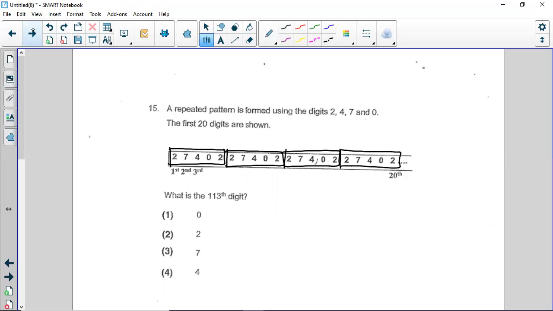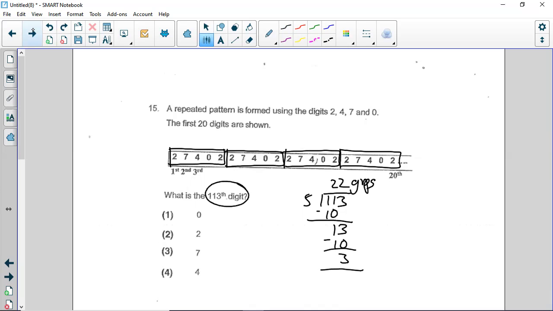So what is that? It is to find how many groups. Make one group and then find how many groups. So if one group got 5 numbers, there are how many digits altogether? There are 113 digits. So 113 numbers or digits, and you divide by one group, there are 5 digits. So you take 2 times 5 is 10, then you minus and you get 3, and then 2 times 5 is 10 again, and there's a remainder 3. Okay, what does that mean? It means that there are 22 groups and there are remainder 3 digits left over.